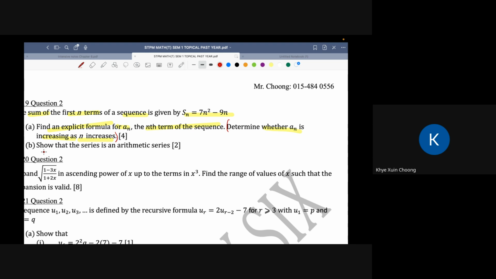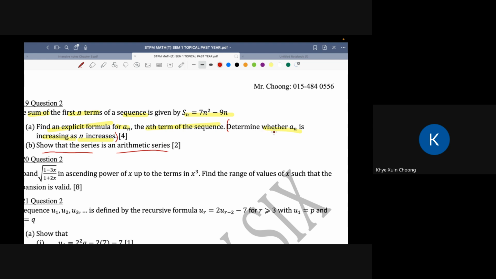Okay, so part B, show that the series is an arithmetic series. Okay, if you want to show that the series is an arithmetic series, how do you do it? Find a common difference. Okay, we find the common difference. If you are able to find a common difference, then you can show that it is an arithmetic series.